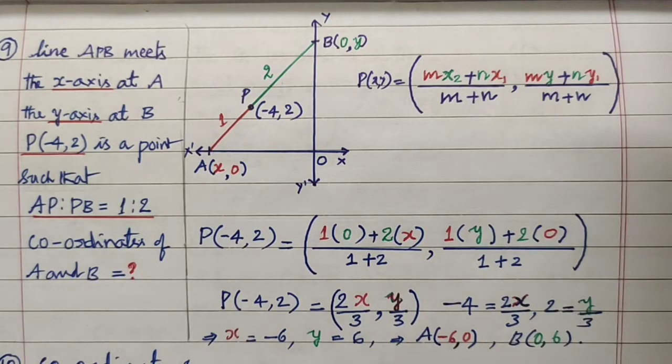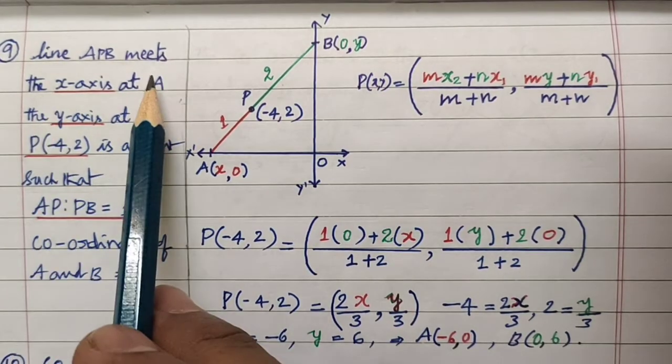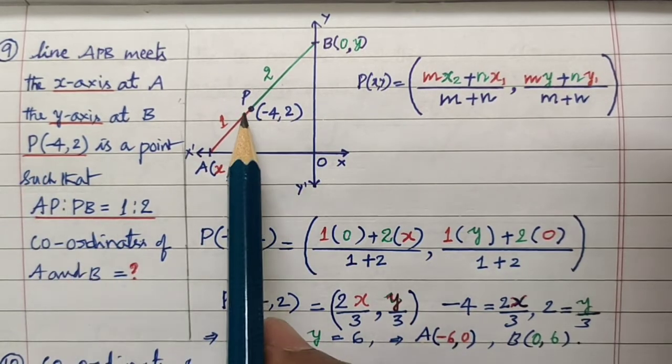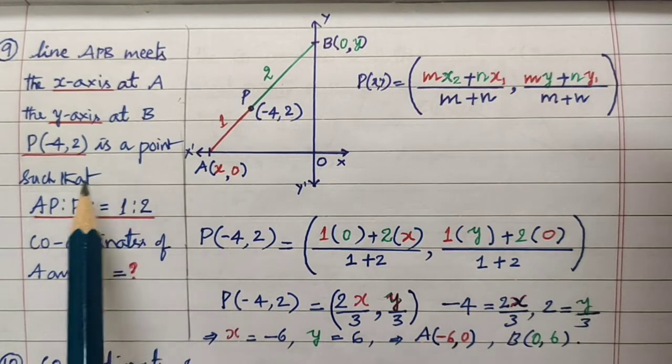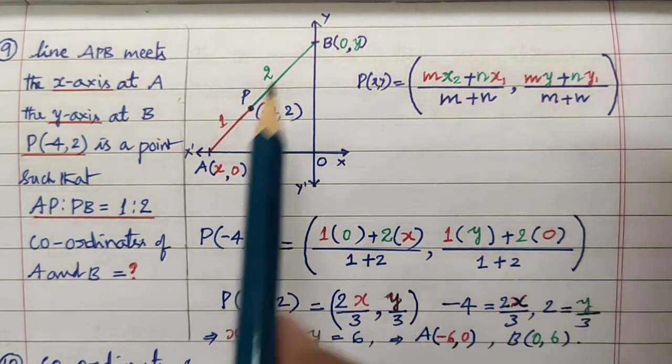In the given figure, the line APB meets the x-axis at A, y-axis at B, and P(-4, 2) is a point such that AP is to PB is equal to 1 is to 2. Write down the coordinates of A and B. We have already done this type of problem previously. The line AB meets the x-axis at A, the y-axis at B, and P(-4, 2) is a point such that AP is to PB is equal to 1 is to 2.